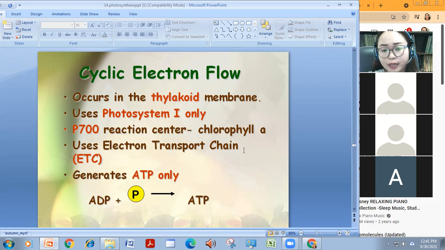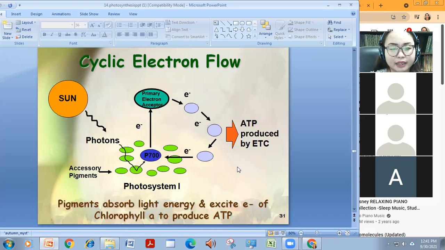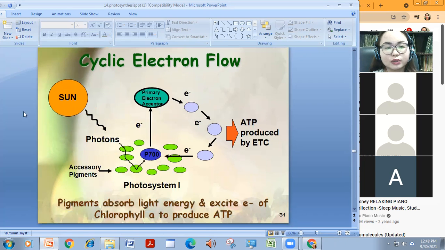If maybe you'll be wondering why there is chlorophyll A and also chlorophyll B, it's because of their structural differences. But mostly chlorophyll A is what you will usually find in the photosystem. This is a cyclic electron flow, no? This is what happened in photosystem 1, and ATP is produced by the electron transport chain. The pigments absorb light energy and excite the electrons of chlorophyll to produce ATP.